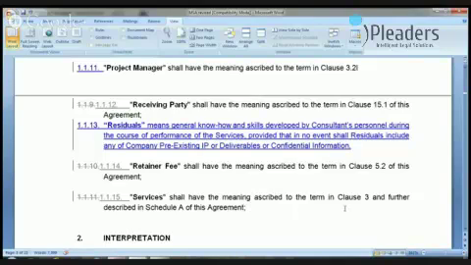So the definition of residual is actually very clear. It says that it will not include the deliverable, it will not include the confidential information, and it will not include the company's IP. Anything else which is not a part of this should not ideally be transferred by the vendor to the company.